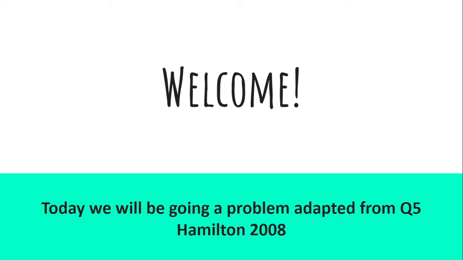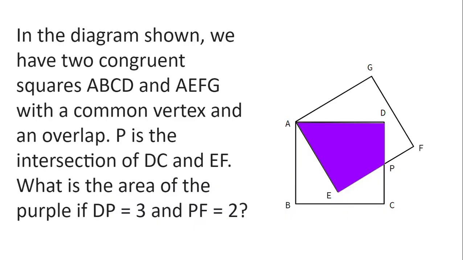Welcome. Today we will be going through a problem adapted from question 5 of the Hamilton Olympiad 2008. In the diagram shown, we have two congruent squares, ABCD and AEFG, with a common vertex and an overlap. P is the intersection of DC and EF. What is the area of the purple if DP equals 3 and PF equals 2?